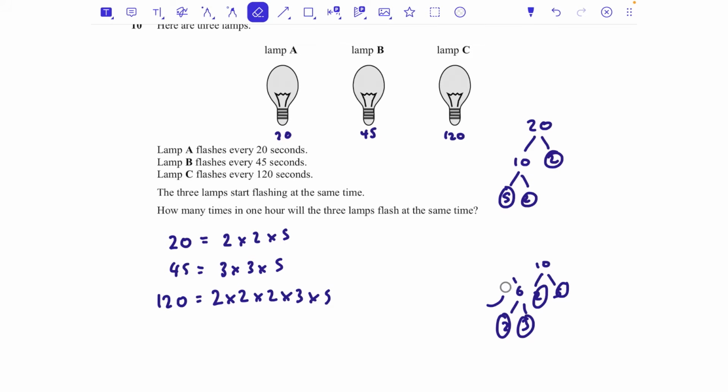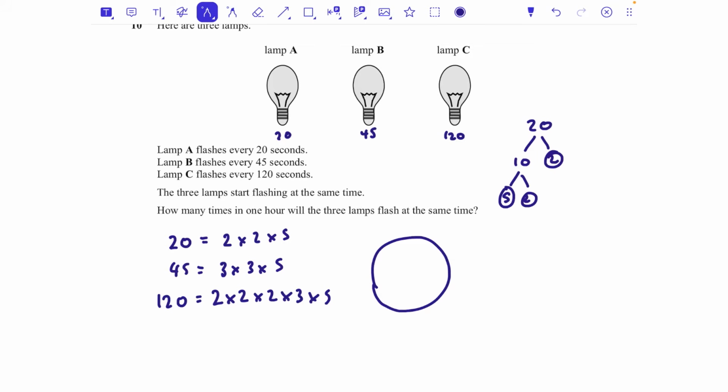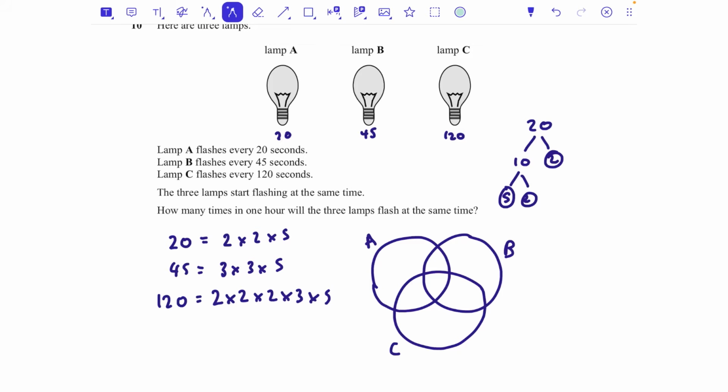I'm now just going to do a Venn diagram. And if they've all got something in common, we can put that in the middle. So let's do A, B, and let's do C down here, like this. So there is nothing that all, oh yeah, there is 5. They all have a 5, so you can put that in the very, very middle, okay? 20 and 120, they share 2 2s. So we're going to put that between A and C. So there's a 2 and a 2, like that. I should say that's A, that's B, and that's C.